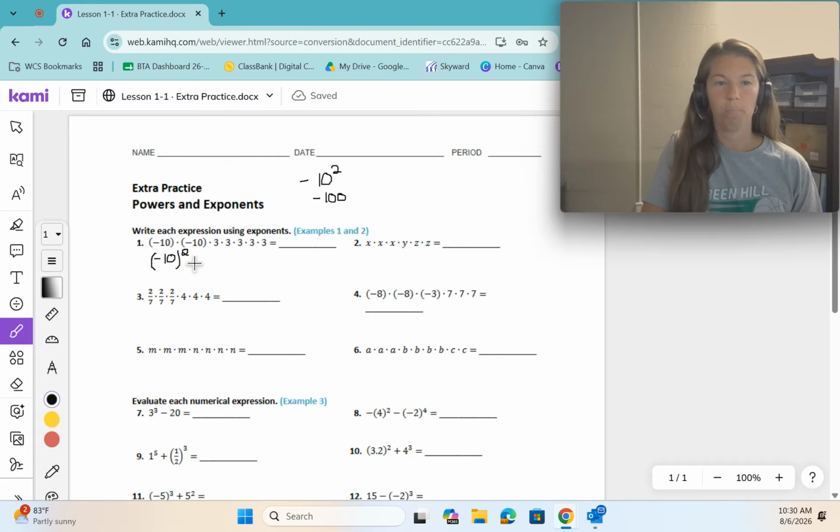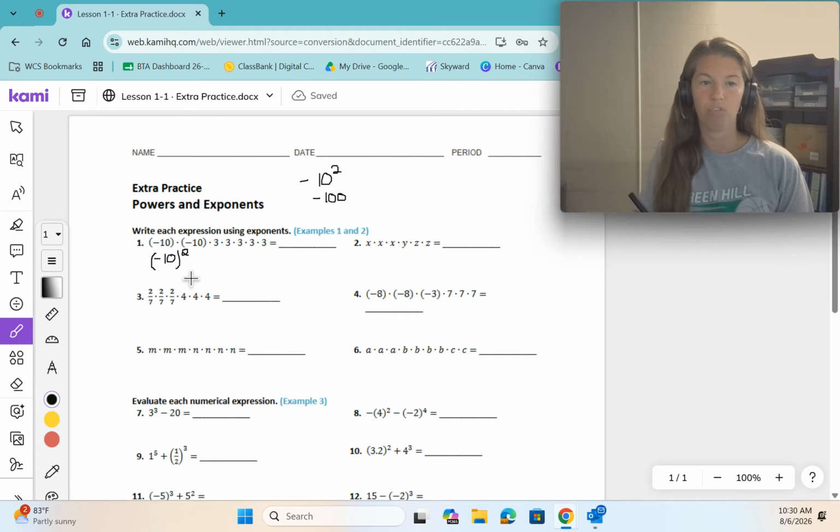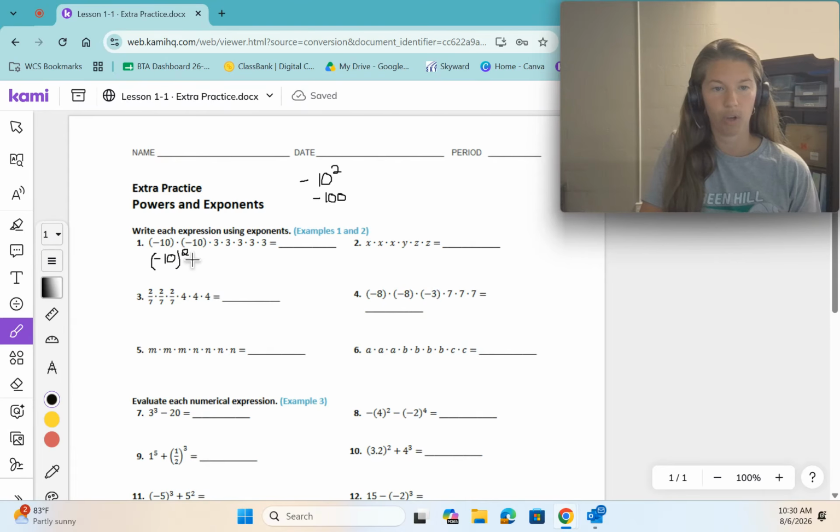Okay, so make sure that you use parentheses anytime you have a negative base or a fraction as well, and we'll talk about that shortly. Then the second number we have here that's multiplied by itself is 3. So 3 is your base, and it's multiplied by itself 5 times. So we have 3 to the 5th power. And this is your condensed version of this expression.